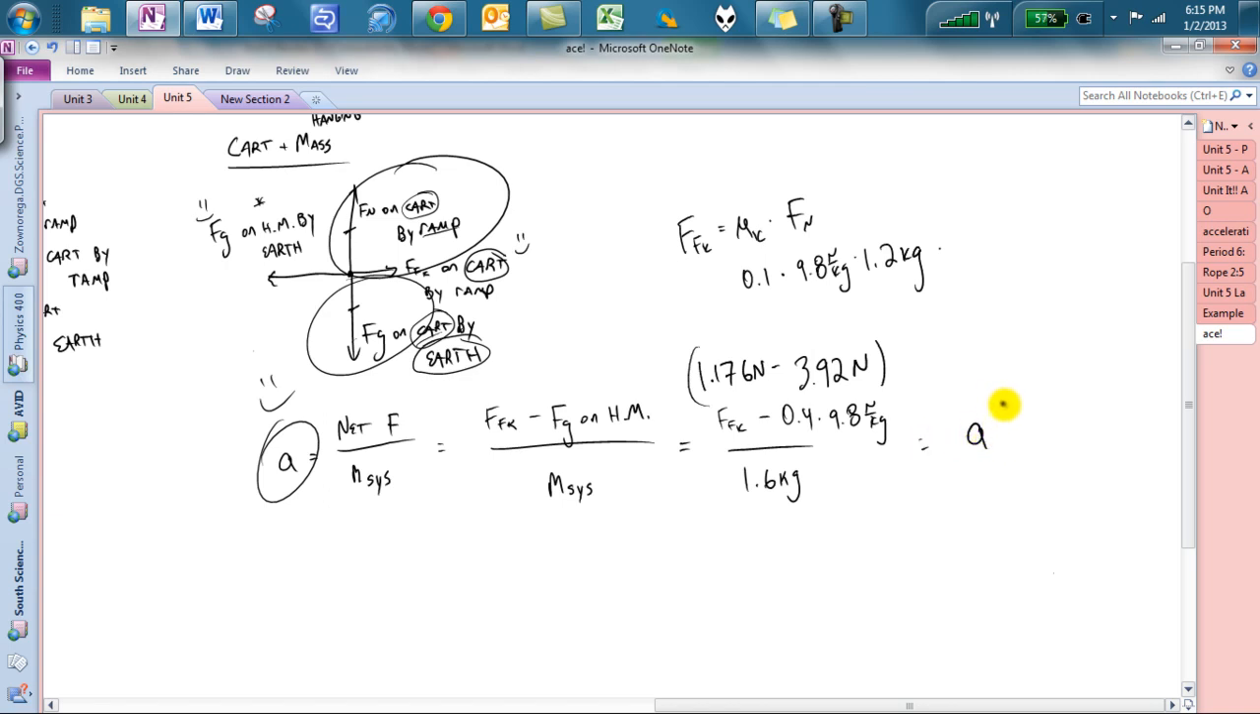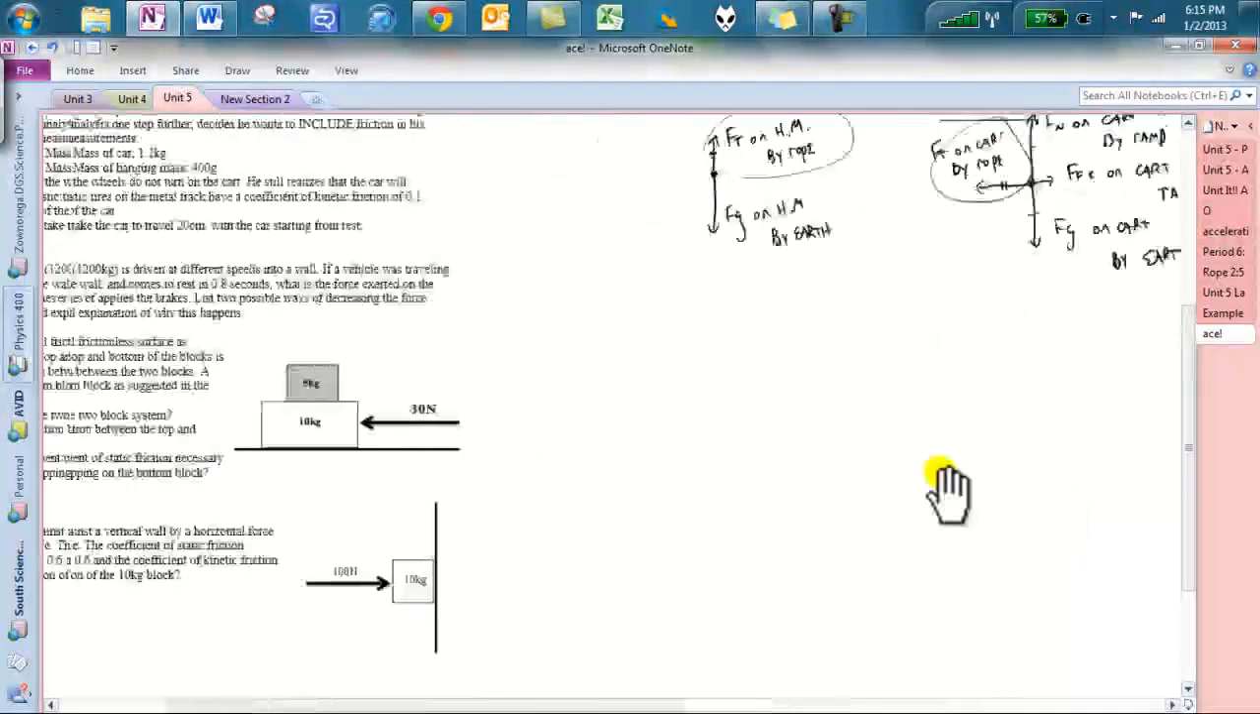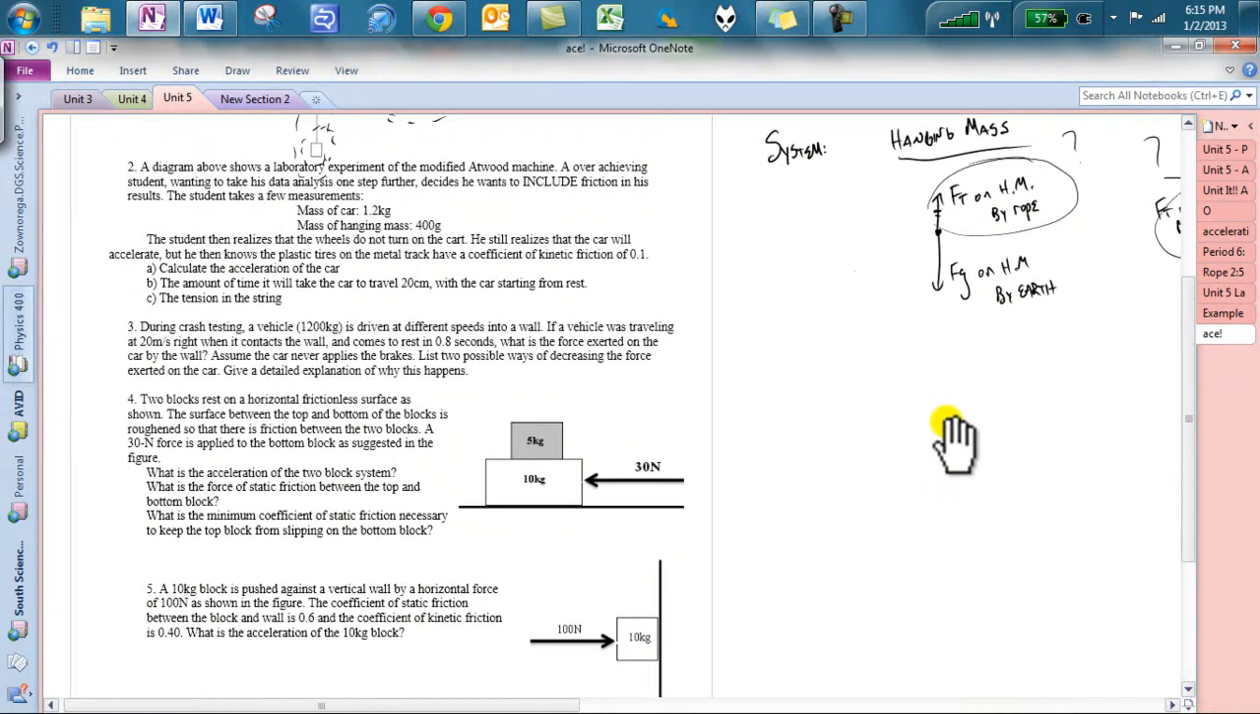And that acceleration will be negative. Why would it be negative? Because the cart, or our system, is accelerating to the left in this case from the cart's perspective. So that is how you get the acceleration, and then the rest of this problem is all basically unit.